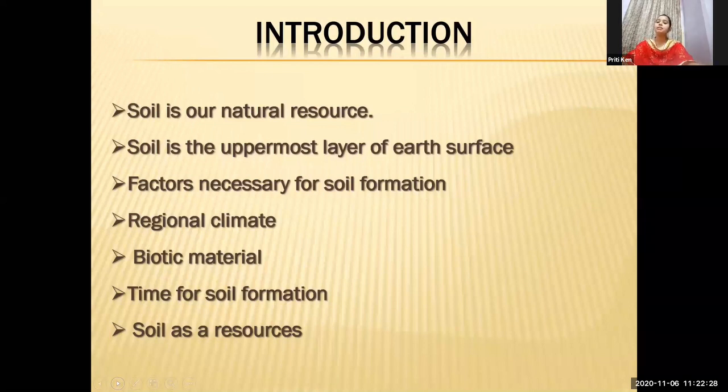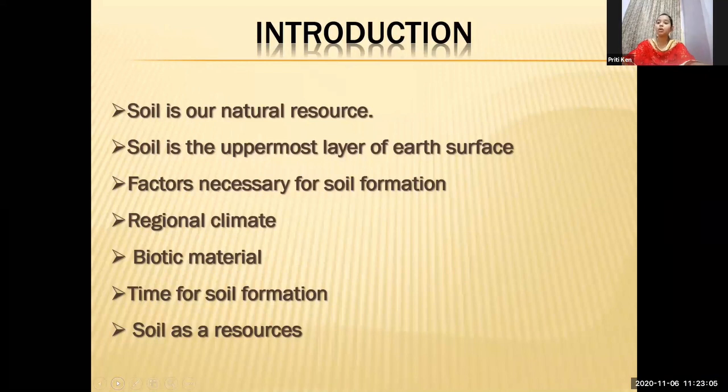Now see the regional climate. What is the regional climate? Every region has a different climate. The whole of India has a different type of climate in every state. If Maharashtra has a hot and humid climate, Kashmir has a cold climate, and Rajasthan has a hot climate. In the same way, different regions have different climates. That is the regional climate, and that climate affects soil formation.